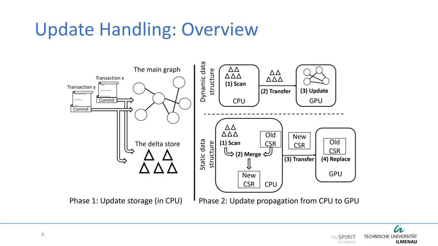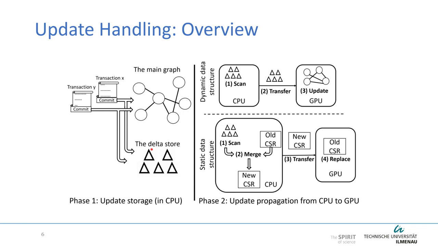This is a short overview of the update handling approach that we took. At the center of the approach is a delta store, which is just a differential store where we buffer updates from transactions before we propagate them to the GPU for analytics. It has two phases basically. We have the update storage phase on the left, and the update propagation phase on the right. During the update storage, this is when transactions are updating the main graph and also persisting their updates at commit time.